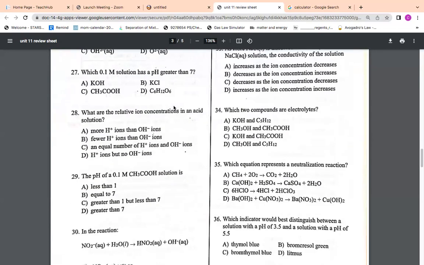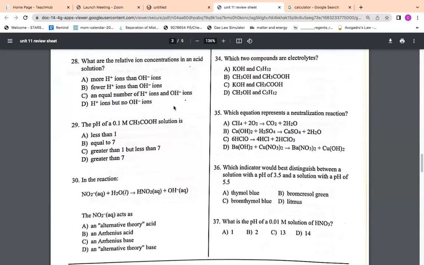Okay. 28. What are the relative ion concentrations in an acid solution? So if something is more acidic, it is acidic because it has more H+ or more hydronium than it does hydroxide. Again, acids have lots of H+. Bases have lots of OH- or hydroxide. And neutral substances have equal amounts.